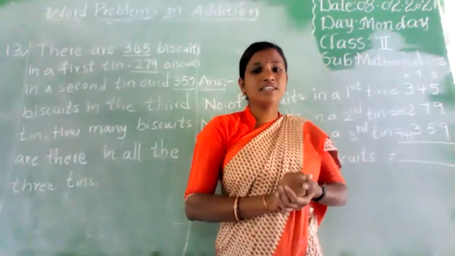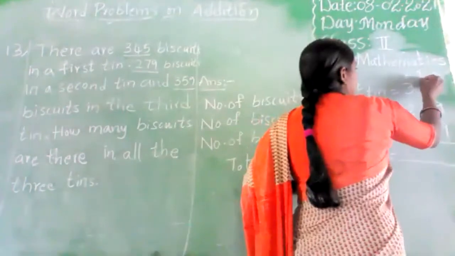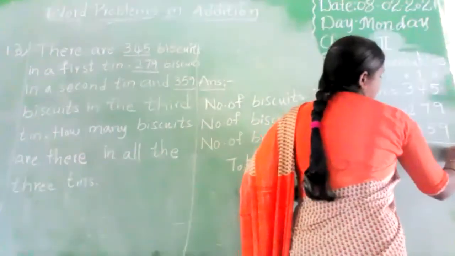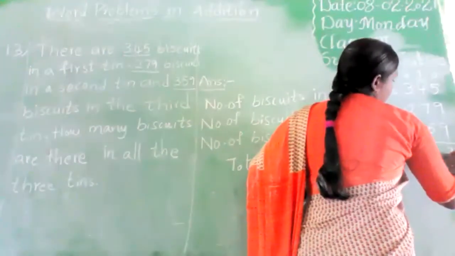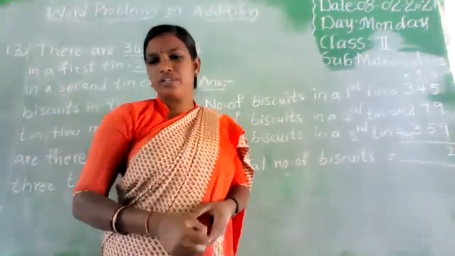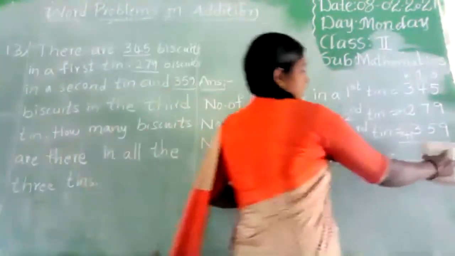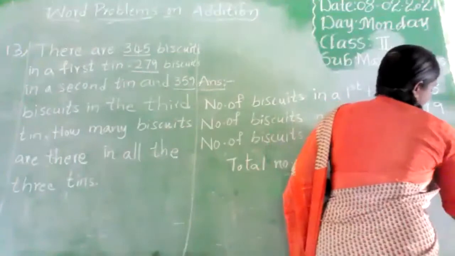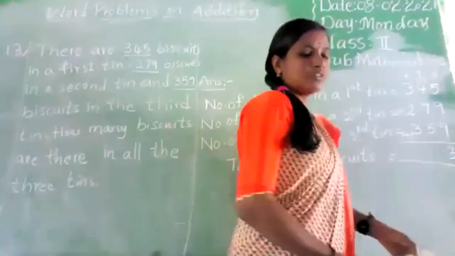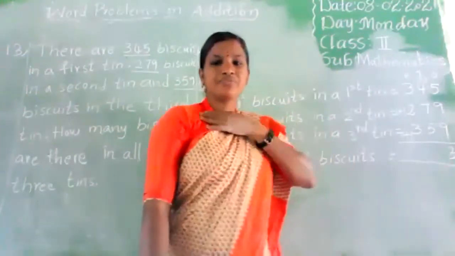So what is the answer? 23. So 2 we take as carry. 3 we have to write under the ones place. Now 2 plus 4.